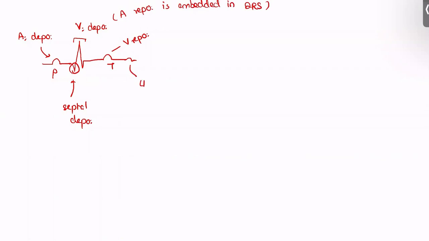And U is not always there. U denotes the slow repolarization of the Purkinje fibers. So where can you find the Q? We will discuss it later. Okay. U may be present or absent, but the other waves are usually present in the ECG.